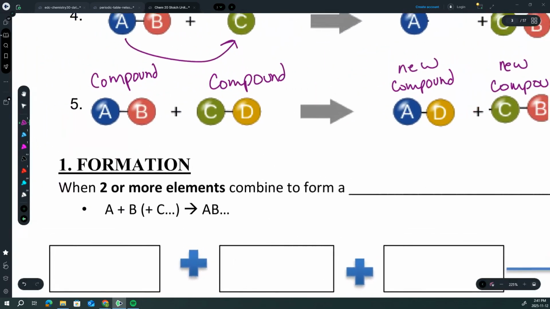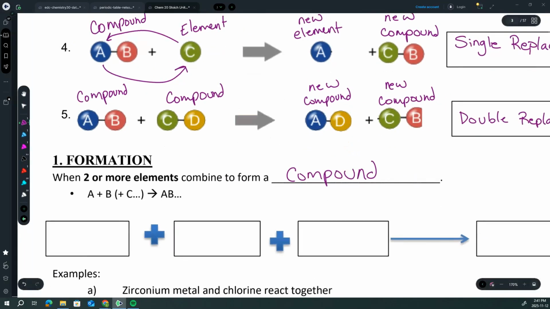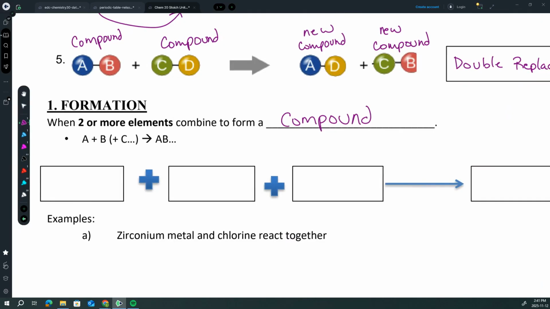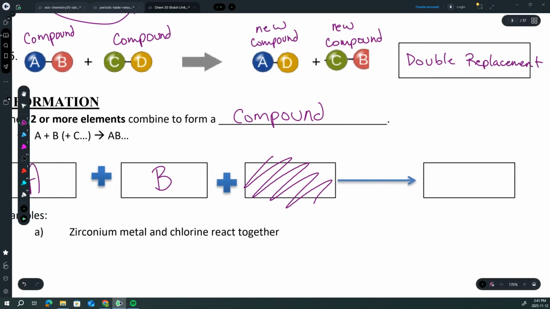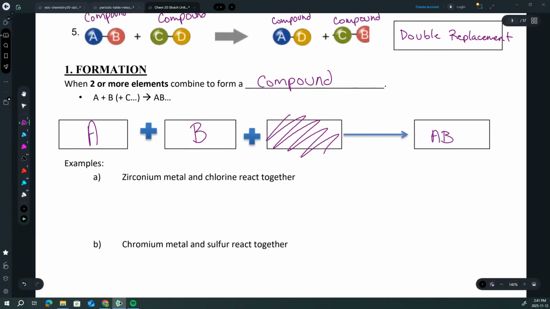So formation, again, is when you have two or sometimes more elements that combine to form a compound. In this example, I'm just going to do element A plus element B, and I'm not going to worry about a third element here. And we're going to get compound AB. So that's just a template for what these reactions look like.